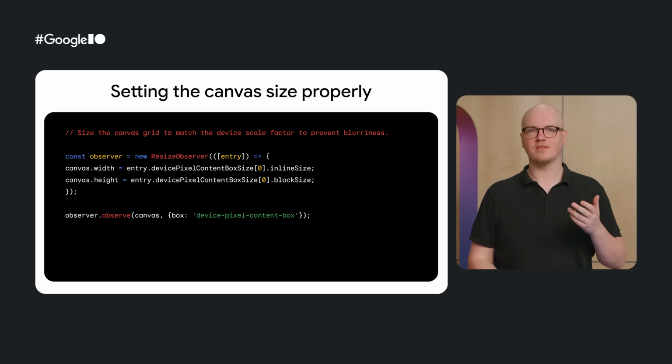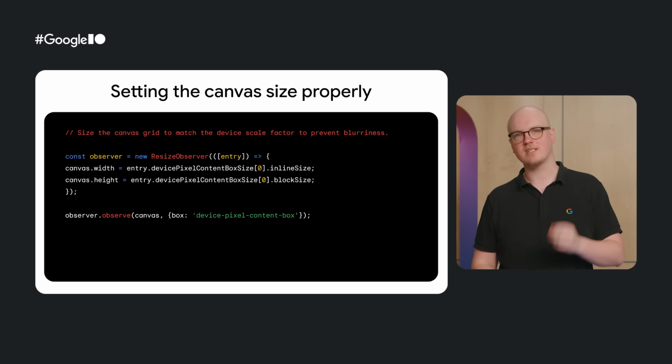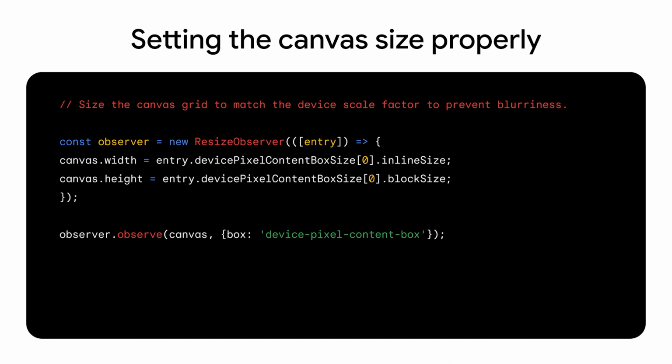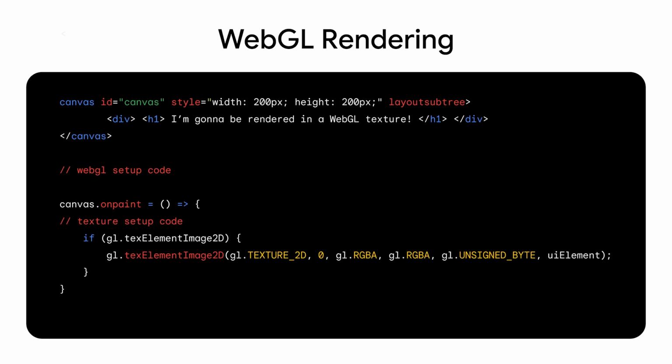An important step is to set the width and height of the canvas to the right scale factor so that you avoid blurriness when rendering. To do this, you just need to make sure to add these few lines of code to set a resize observer. For WebGL, you still need to set the layout subtree property and add the HTML you wish to render inside of that canvas. To then paint the element into a texture, you'll use texElementImage2D, which matches exactly to the texImage2D WebGL method and takes the same arguments, except instead of an image source, you pass in a reference to the DOM element.